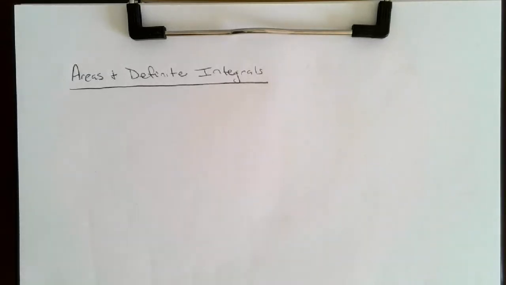This video is on areas and definite integrals. In the previous video, we talked about finding the area under a function using rectangles. And we used Riemann sums with a left-hand sum and a right-hand sum. Basically, the more rectangles you use, the more accurate your answer could be for the area under the curve.